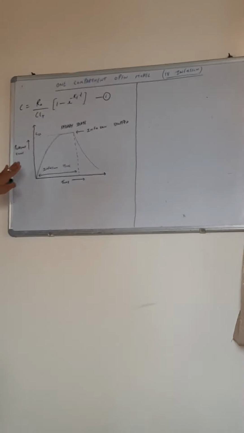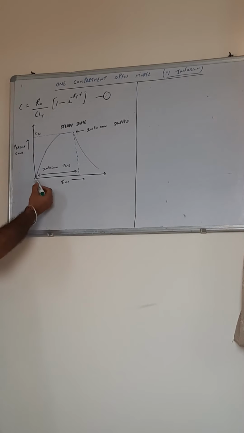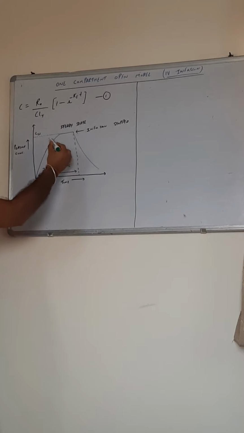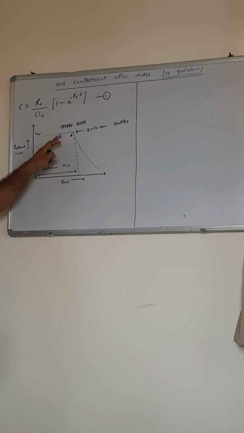Based on this, if we make a graph having plasma concentration on the y-axis and time on the x-axis, we get such a graph in which we see that after the beginning of infusion the concentration slowly rises until a point is reached. Let us mark this point as A and this point as B. After this point a steady state concentration is achieved.